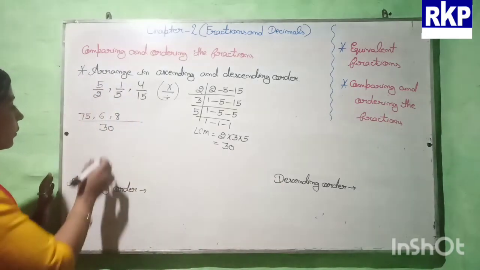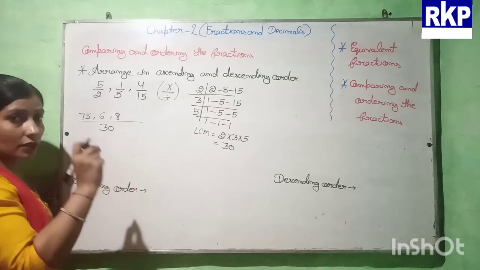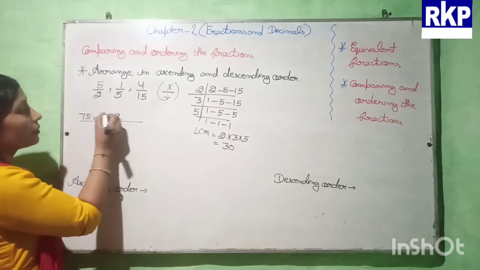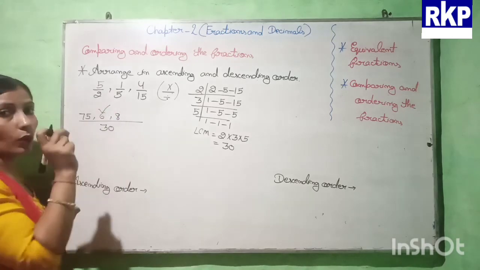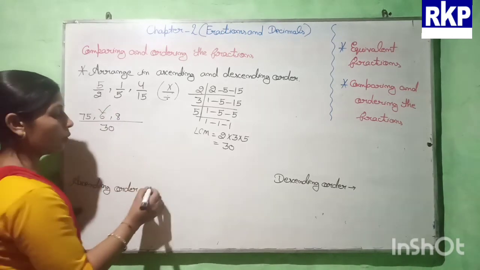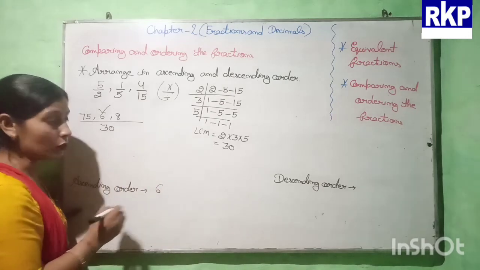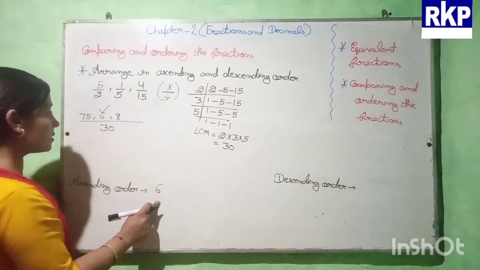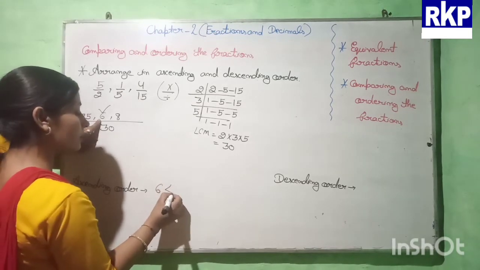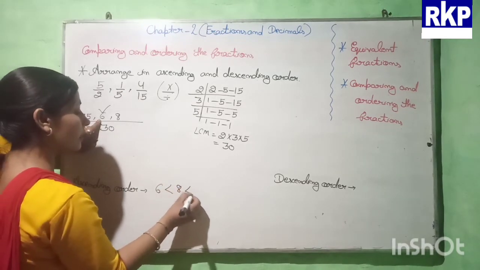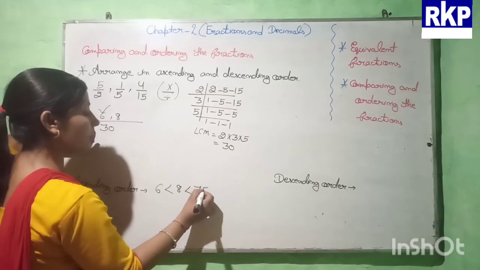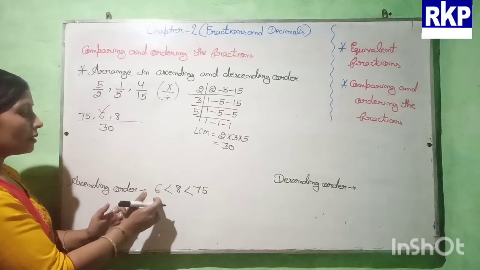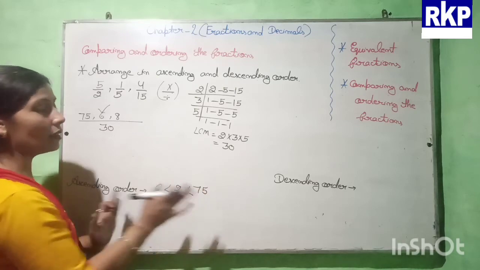Okay, so now here we will write the smallest number, the smallest fraction. Here 6 is the smallest number. So here we will write 6. You can write 6 by 30, or you can write only 6 here. 6 is smaller than 8. 8 is smaller than 75. Okay, you can write like this, or 6 by 30, 8 by 30, or 75 by 30 also.